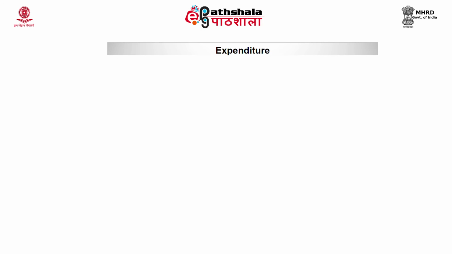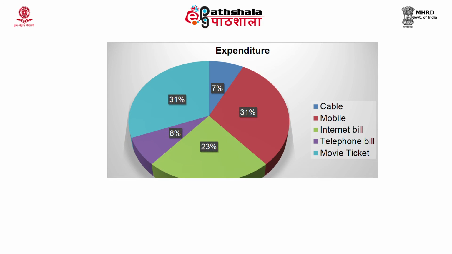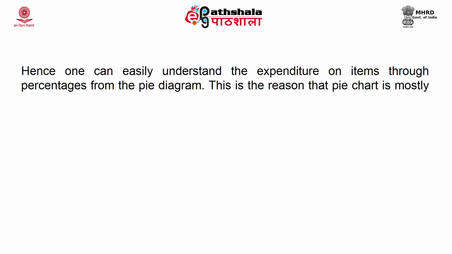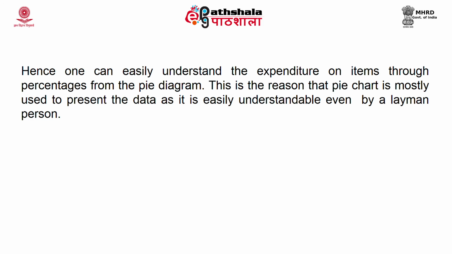Now from figure 6 you can see that we have different percentages for different items, represented through a pie chart, and it is very convenient for a person to understand. Hence, one can easily understand the expenditure on items through percentages from the pie diagram. This is the reason that the pie chart is mostly used to present data, as it is easily understandable even by a layman.